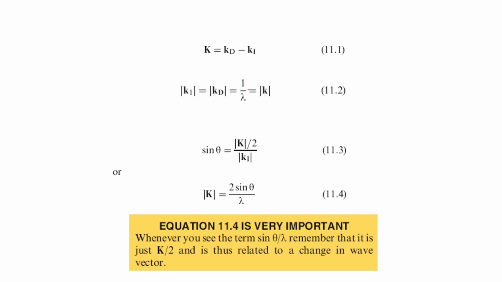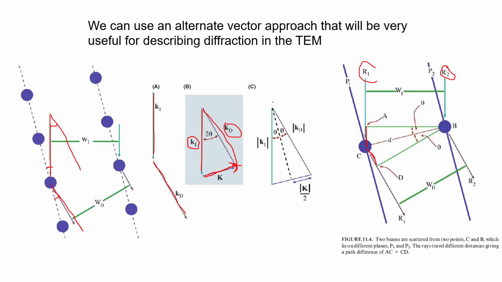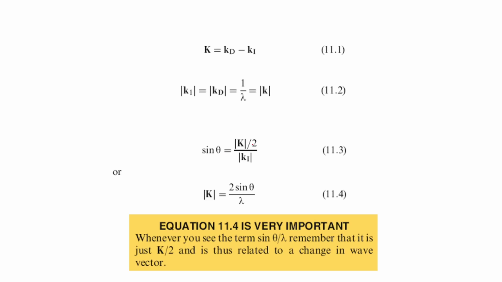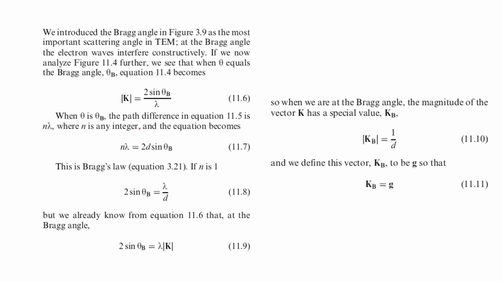And Kd is basically your 1 by lambda. If you see the sine theta of this, if you consider this triangle and apply sine theta, it will be K by 2 divided by the magnitude Ki. According to this, you will get K is equal to 2 sine theta by lambda.